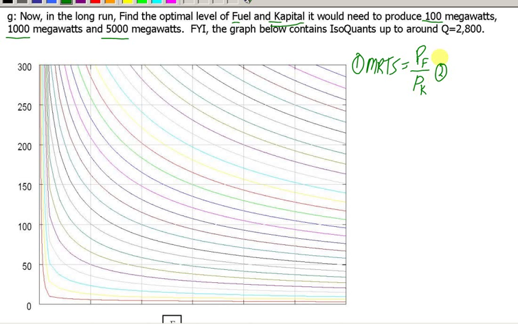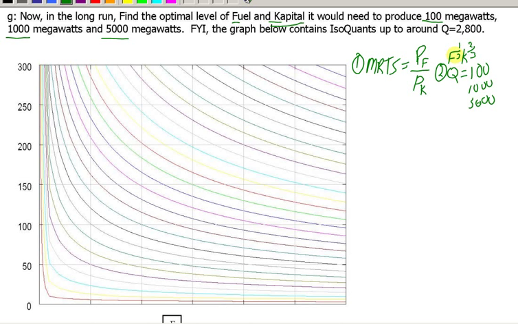And the second equation we're going to look at is the production function. We have to guarantee that our production function is equal to either 100, 1,000, or 5,000. So Q equals 100 or 1,000 or 5,000. And we just have to write down what our production function actually was. So replace the Q with F to the 1/3 times K to the 2/3, because now we're letting the amount of capital and the amount of fuel be variable. So now we just have to set up these equations and solve three quick problems here.